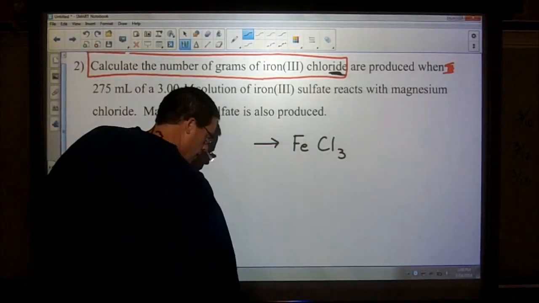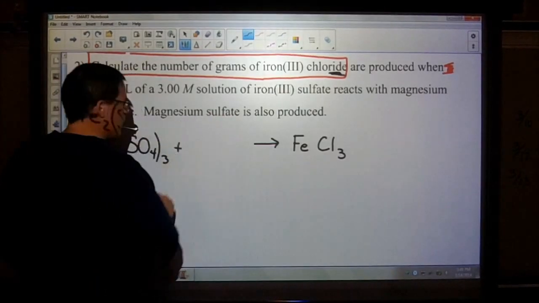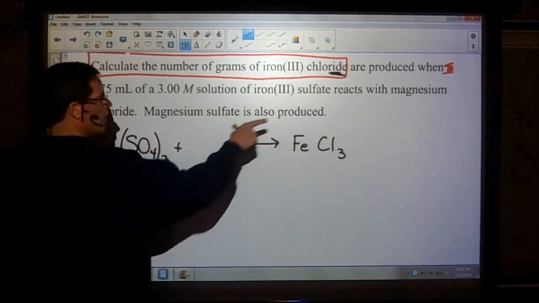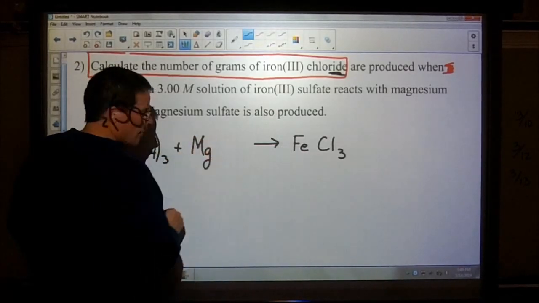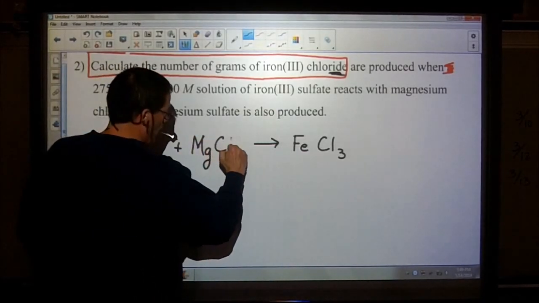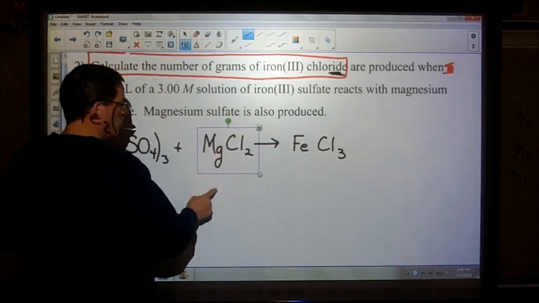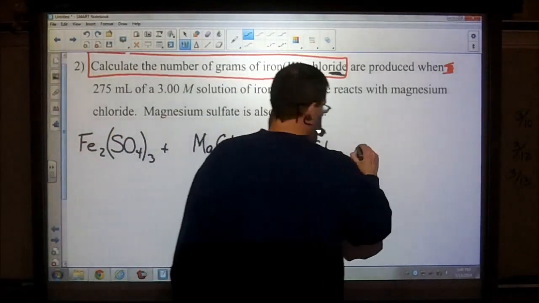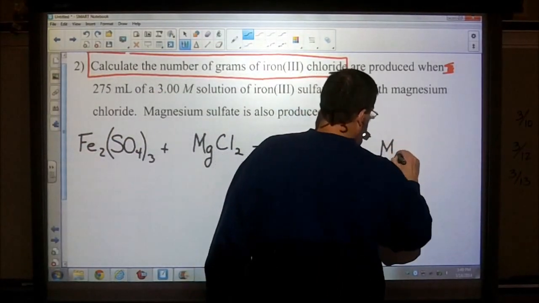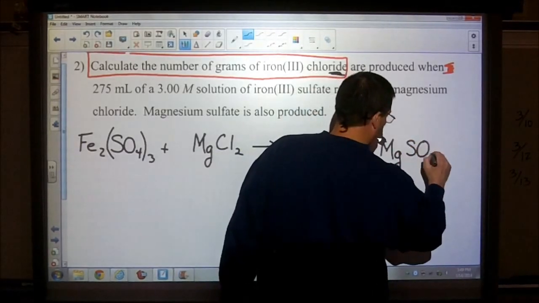All right. And let's see. Reacts with means it's still over here on the left side. Magnesium chloride. So magnesium has a +2 charge. Chlorine -1. So that means we need 2 of those. Let's see if I can scoot that over just a bit. Okay. Also, it says magnesium sulfate is produced. So magnesium +2, sulfate -2, SO4.